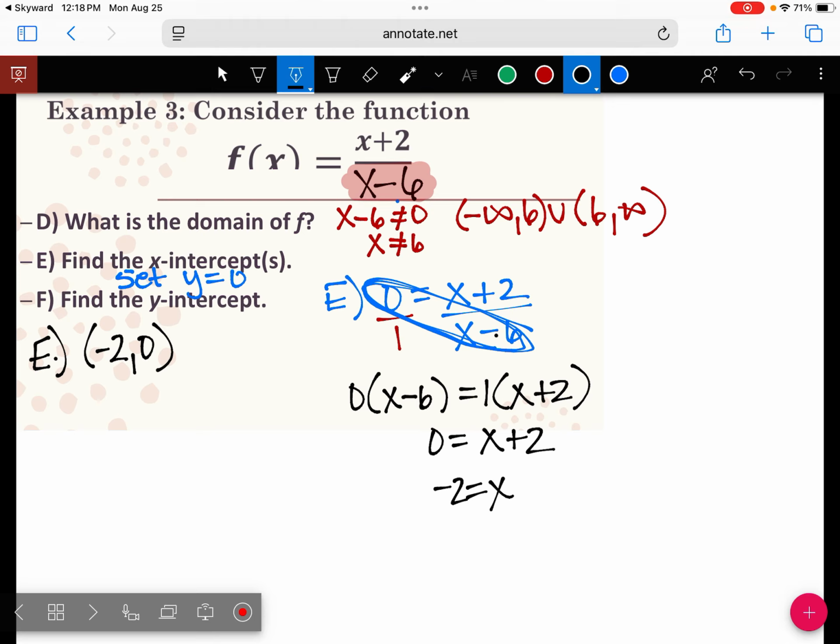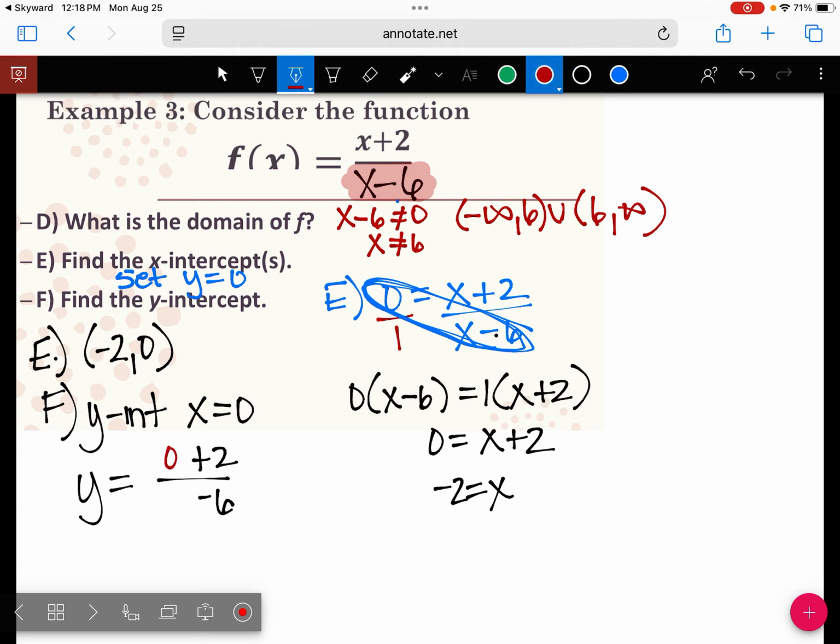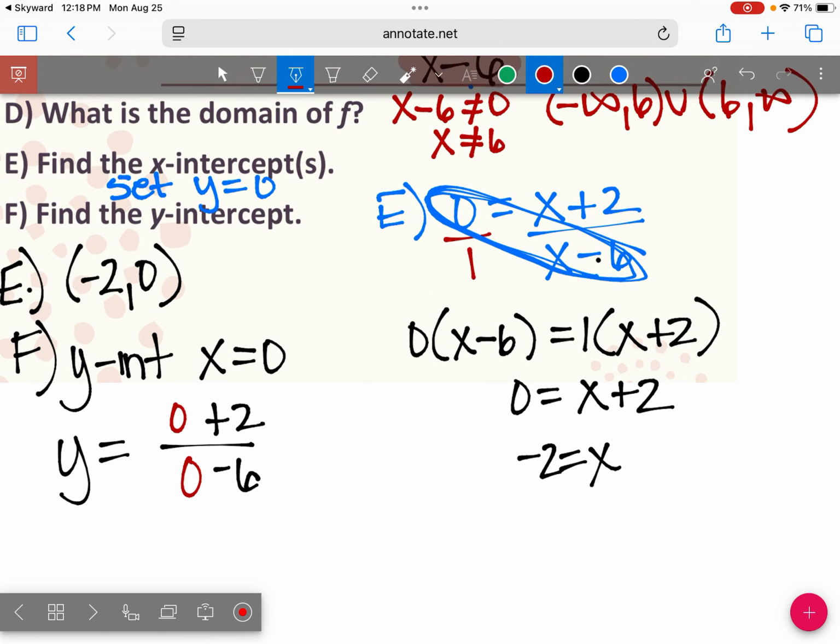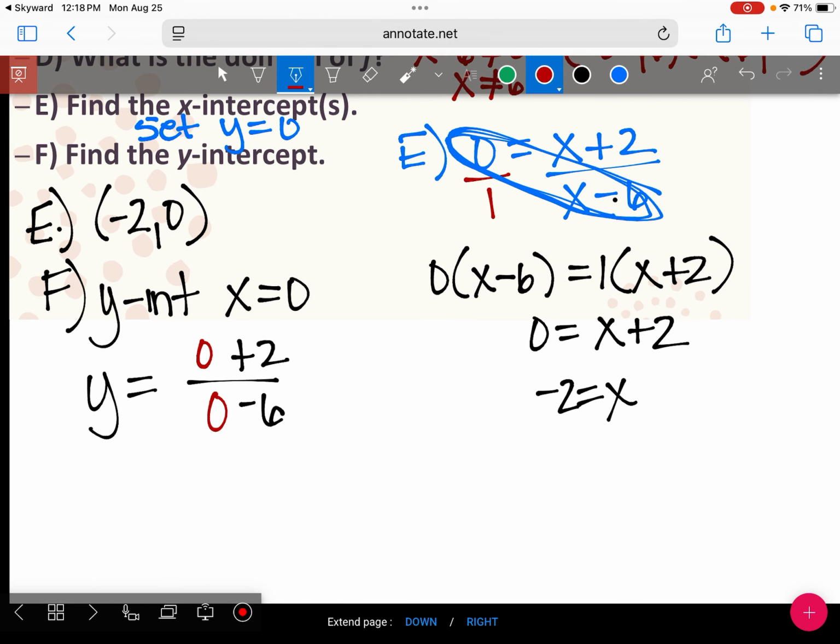All right, last one, F. If you're trying to find the y-intercept, that means x equals 0. So y is going to equal 0 plus 2 over 0 minus 6. And write that as an ordered pair. And that will be a fraction. And you always reduce your fraction.